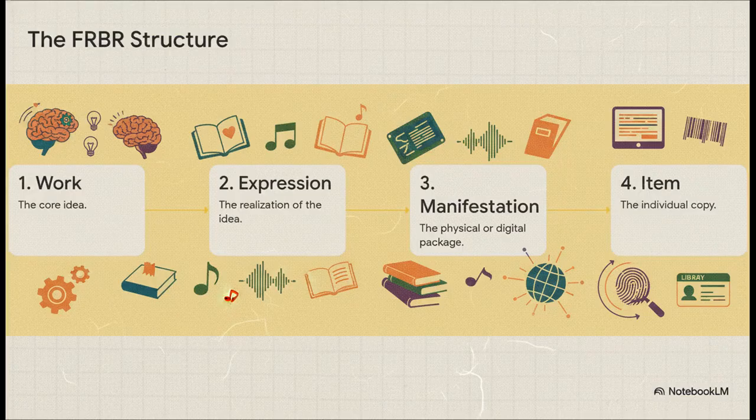And this is the heart of FRBR, right here. It's this beautiful four-level structure. You have the work, the expression, the manifestation, and the item. Now that might sound a little abstract. So to make it super clear, let's walk through a perfect example. Jane Austen's Pride and Prejudice.